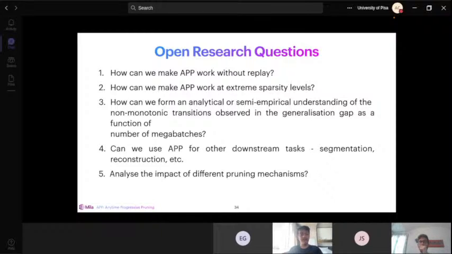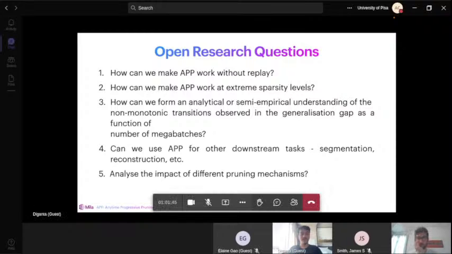So it makes sense that we have an approach that can do progressive pruning, but not use replay. Then also, how can we make APP work at extreme sparsity levels? It is not presented in this slide, but we do have some results where we prune to an extreme sparsity, like something that you would see in the lottery ticket paper where they prune to 95% sparsity. We try something similar, pruning to about 90% sparsity. However, in that case, APP does not work, which we are still trying to understand, and it would be interesting if we can develop a progressive pruning approach in this setting where we can make it work towards extreme sparsity levels.